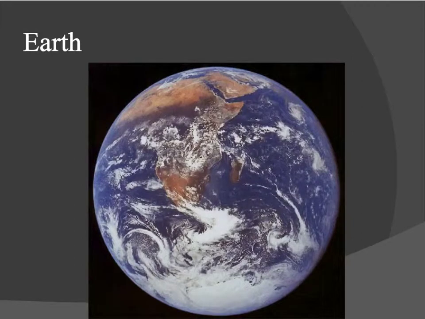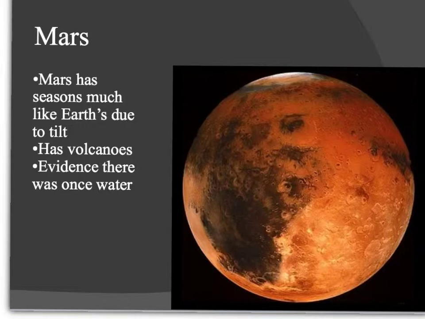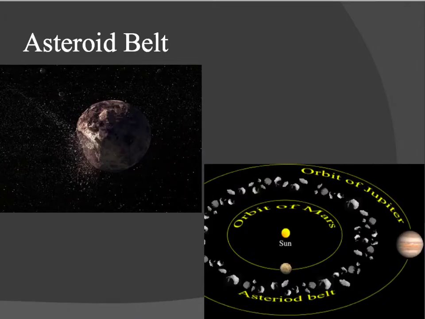Earth, third planet in our solar system. I shouldn't have to say any more because we're in Earth science and we've been studying the Earth all year. Mars, the fourth planet in our solar system. Mars has seasons much like we do, because it is also a tilted planet. It also has volcanoes, and there is evidence that suggests that there was once water, so possibly also at one time life.